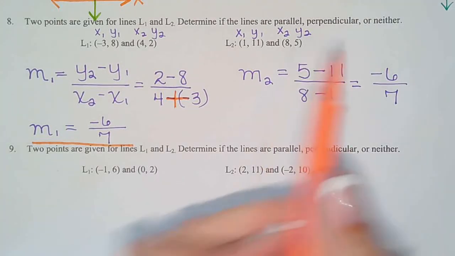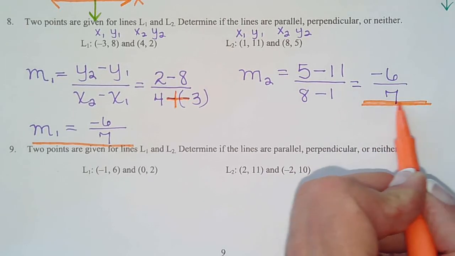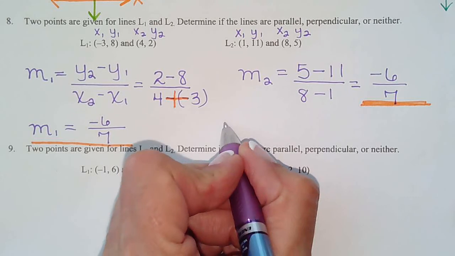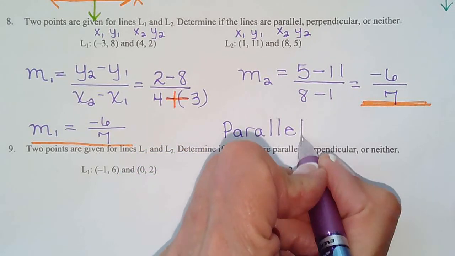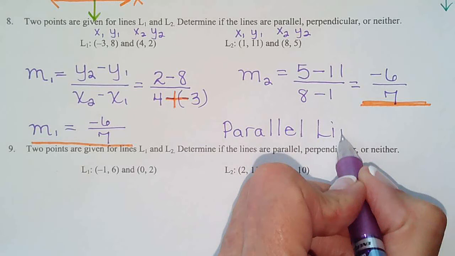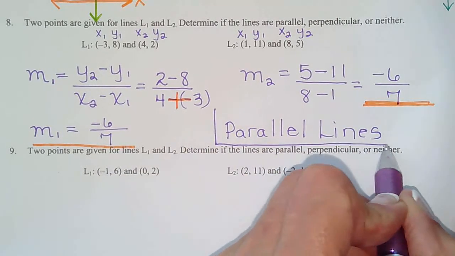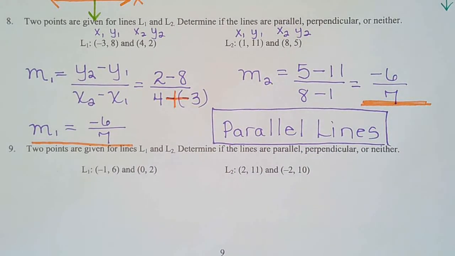So tell me about the lines. They are parallel because parallel lines have the same slope. And I have you submit your work on your tests, and this would be what I would want to see. Show me the two slopes, show me your answer. So because the slopes are the same, the lines are parallel.